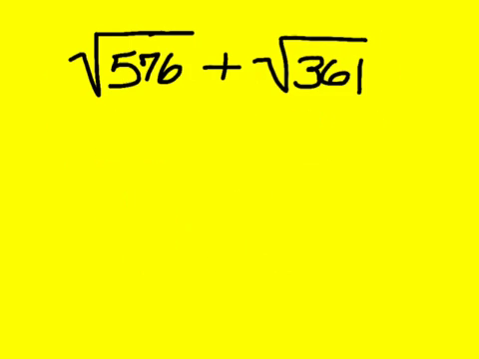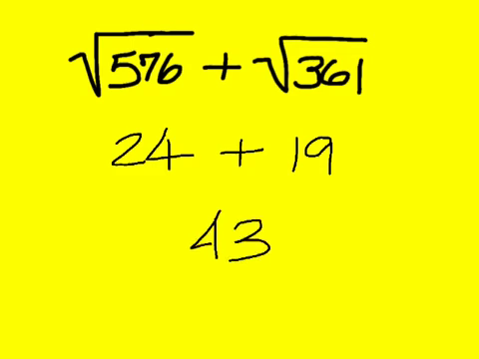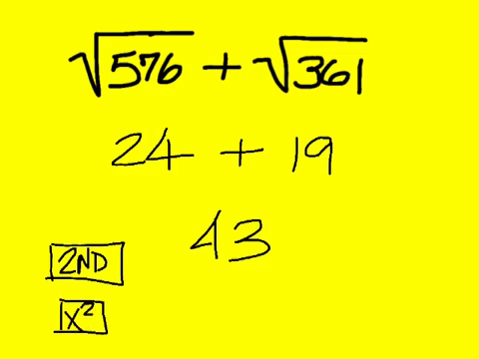Example number 2. What is the square root of 576? It's 24, and what is the square root of 361? 19. And the final answer is what? 43. If you're in doubt about how to find a square root on your calculator, you're going to hit second, the button that looks like this, and then hit this button, and then type in your number. In this case, for example, it would be 361. And you should come back with a 19.